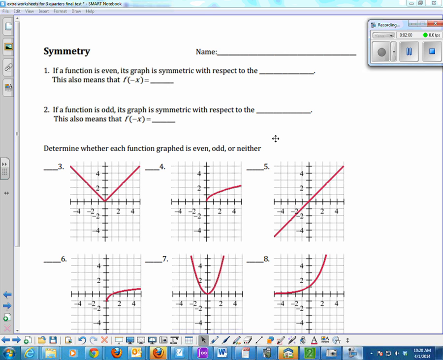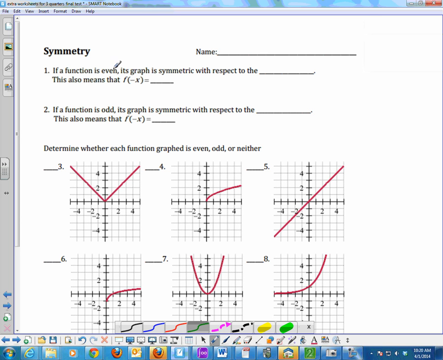Let's review symmetry on page 9 next. Recall that when a function is even, that means it has symmetry about the y-axis. So this one here, the absolute value function, is even. It has symmetry about the y-axis. A function is odd if it has symmetry with respect to the origin. So that's rotational symmetry.